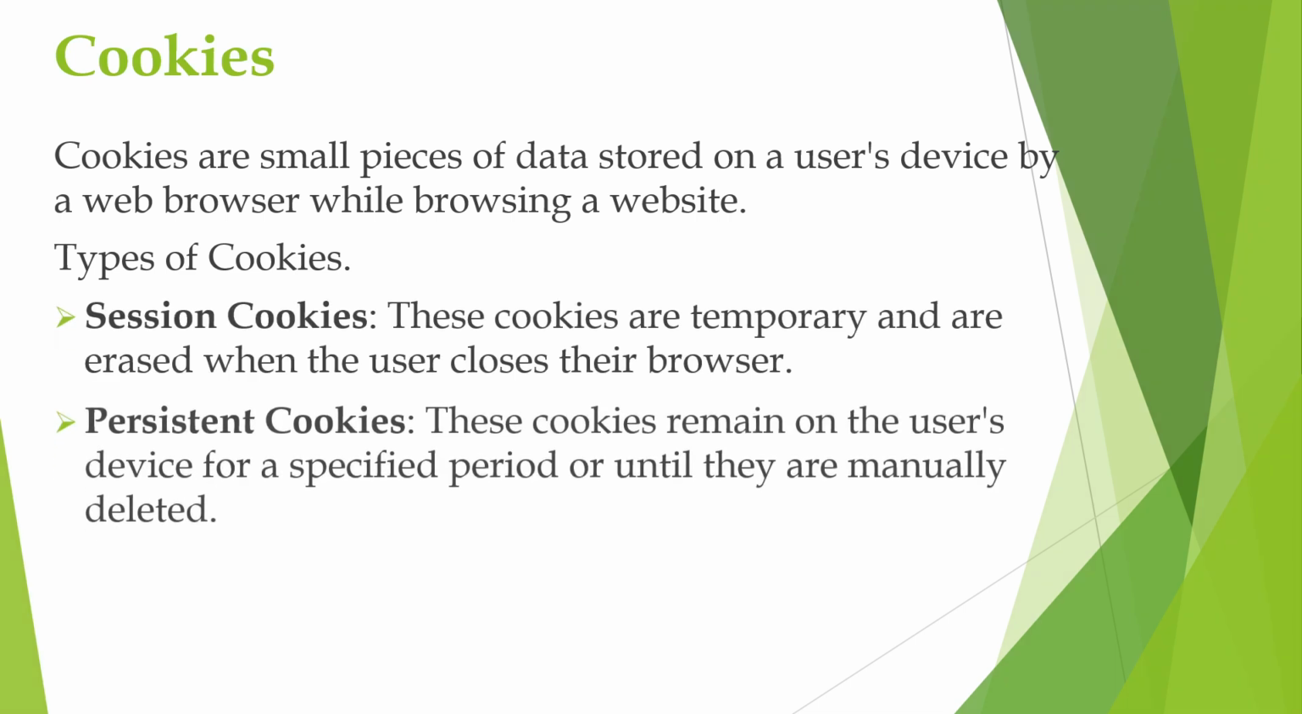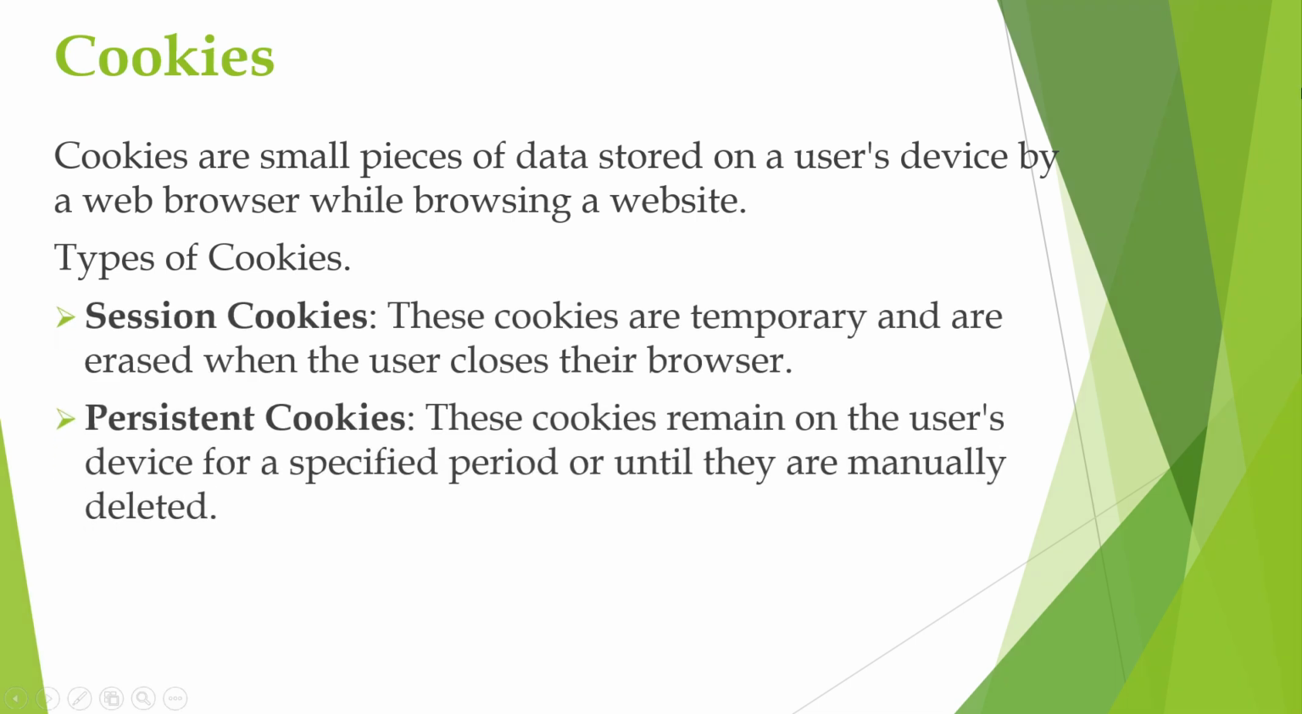Next is persistent cookies. Persistent cookies remain on the user's device for a specific period or until they are manually deleted. Here the main purpose is to store the user's preferences and settings, which makes it easier for users to return to the website without having to re-enter the information. Examples of persistent cookies are remembering login details or language preferences.